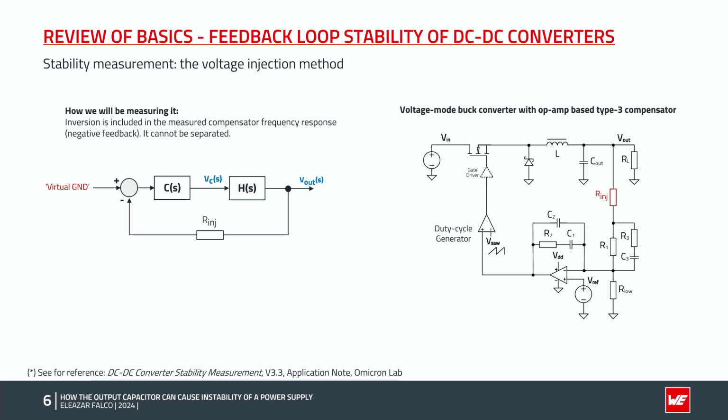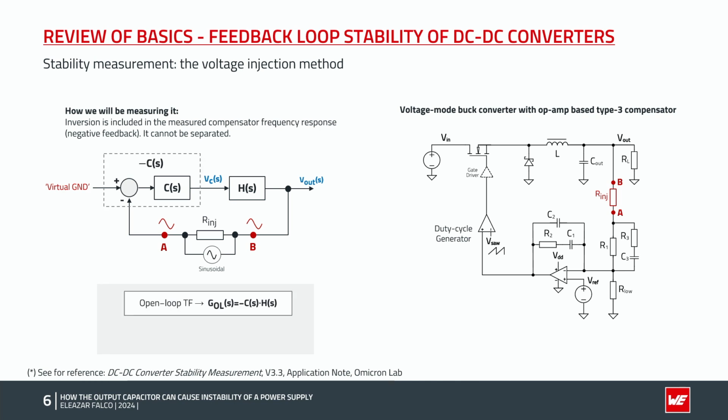We will simply use a low value injection resistor, so around 10 ohm, which will be connected between the output voltage and the compensator circuit as shown here. A differential sinusoidal signal is injected across the resistor terminals with a vector network analyzer while sweeping its frequency. And we observe the signals at points A and B with reference to the same point, any virtual ground in the circuit.